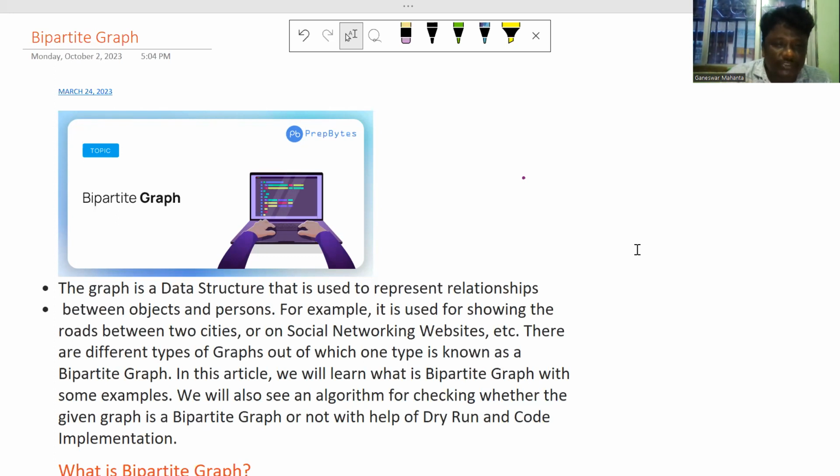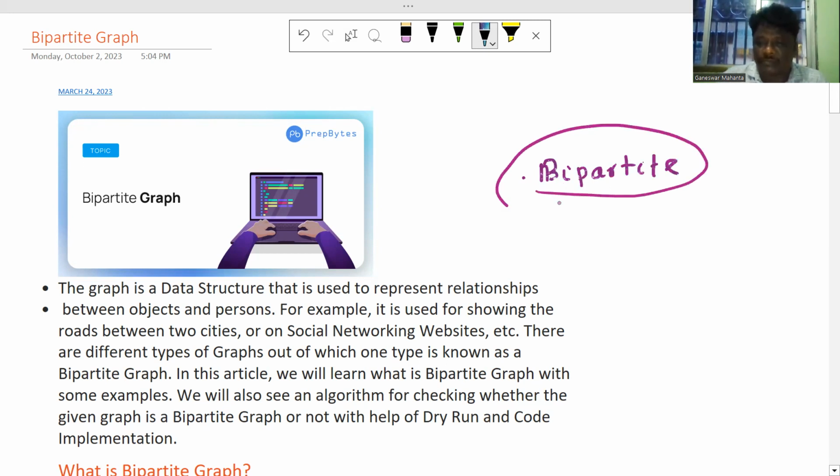Today I will discuss the bipartite graph. What is a bipartite graph? We will discuss this term, bipartite graph.